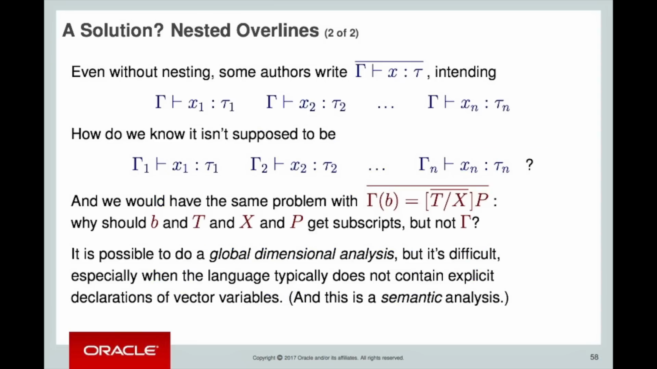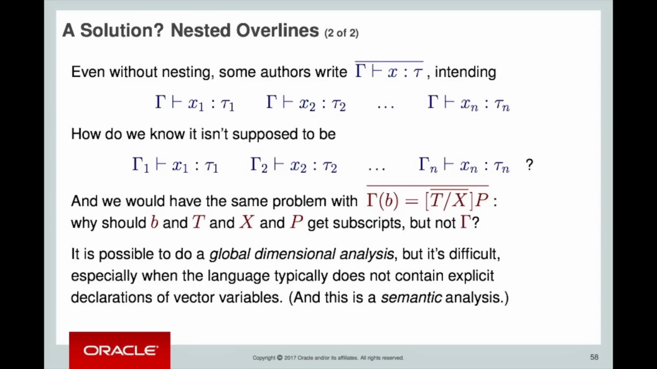Now, even without nesting, some authors write things like this. Here's a premise with an overline over it, and in the context of gamma, X has type T. And the intention is that in the context of gamma, X sub 1 has type T sub 1, and X sub 2 has type T sub 2, and so forth. But how do we know that there aren't a bunch of gammas? How do we know that gamma isn't also supposed to get a subscript? And we would have the same problem with putting an overline over this more complicated thing. Why do B and T and X and P get subscripts, but gamma doesn't?